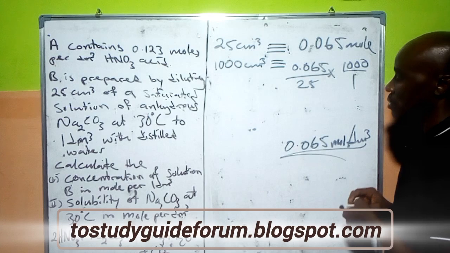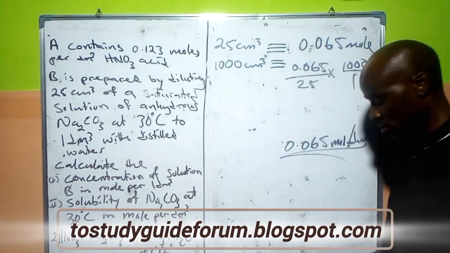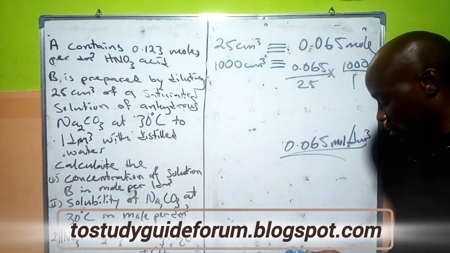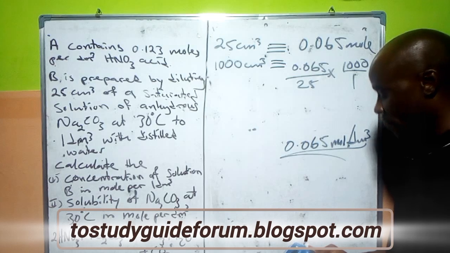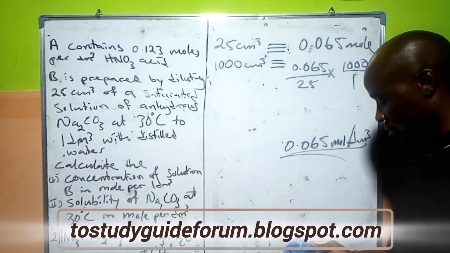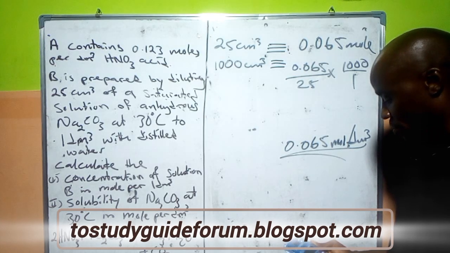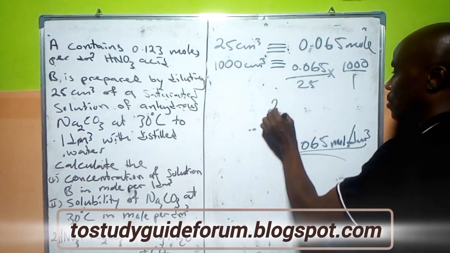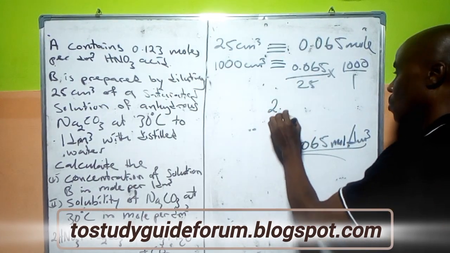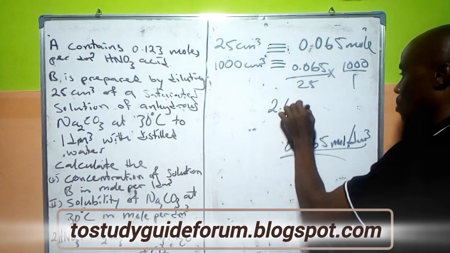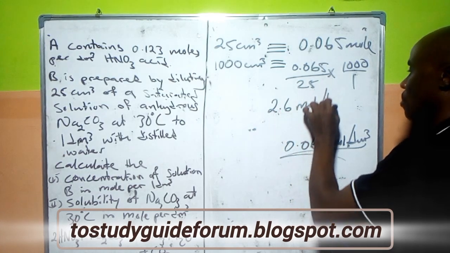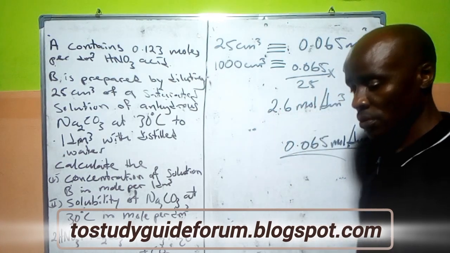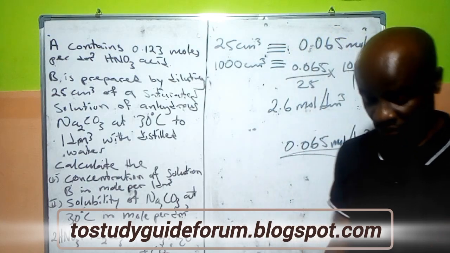So what do we do now? Let's see what you're likely to get. Times 1000 divided by 25. So what we have here, the solubility, is 0.2 mole per dm cube. Always remember to put the unit of this because it's very, very important.